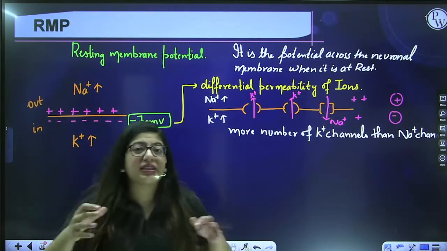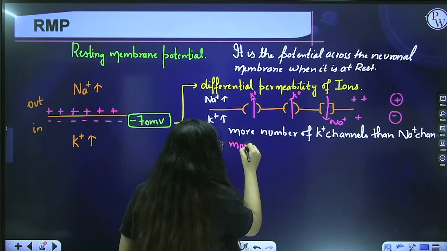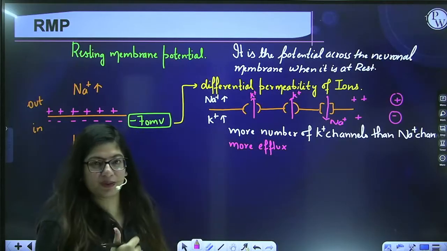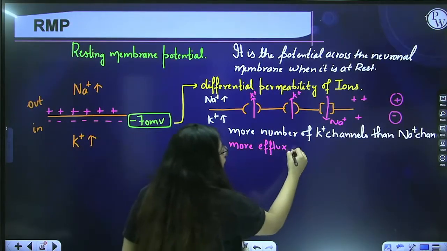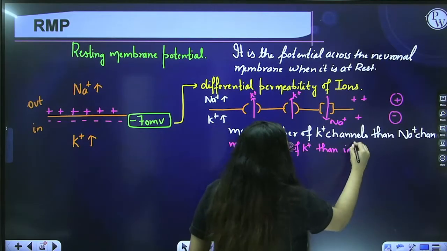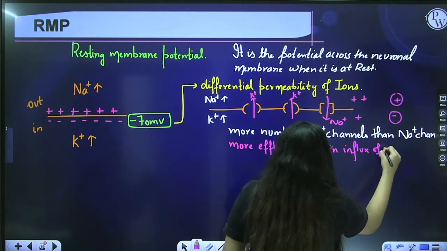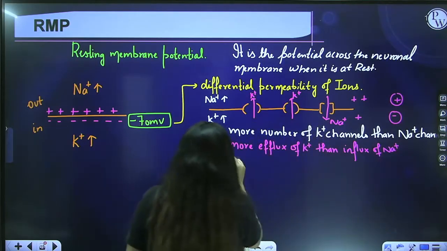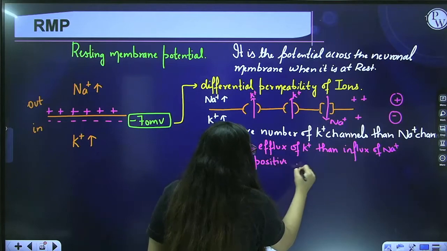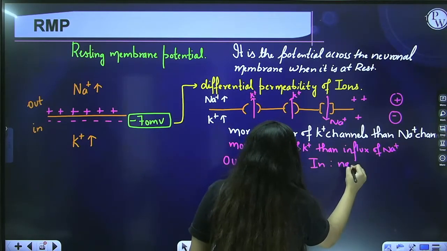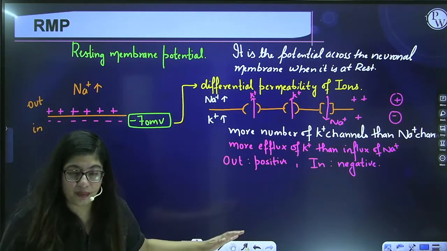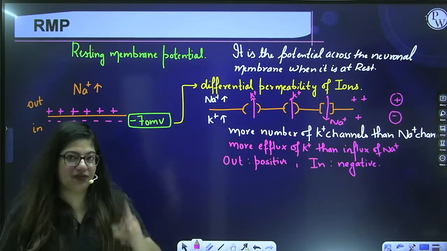Why? Because there is more efflux. Efflux means moving outside. More efflux of potassium ions than influx of sodium ions. As a result, the outside is more positive and inside is more negative. This is the reason why outside is positive and inside is more negative. This is the first reason.